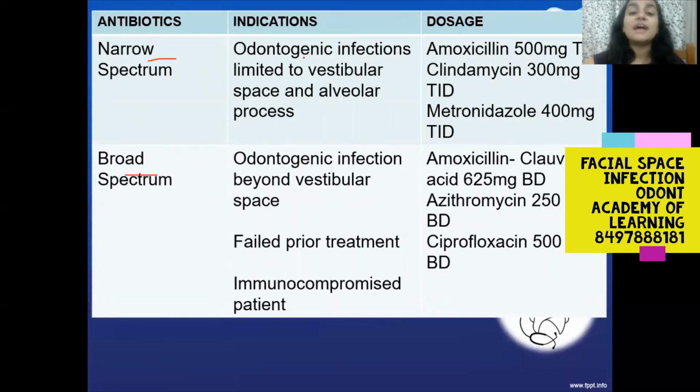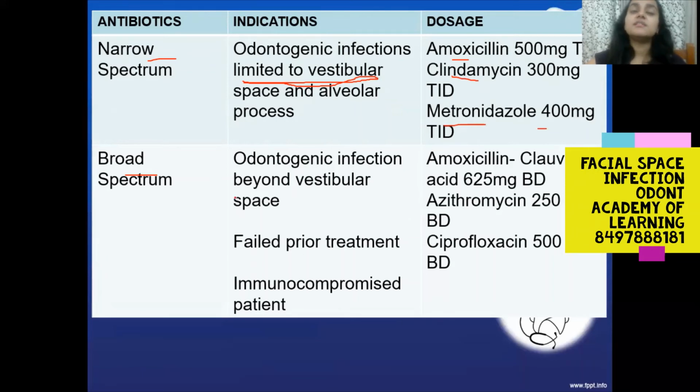Now, when do we give a narrow spectrum antibiotic? When the patient's immunity is good, okay, it is not compromised basically, and for odontogenic infections which are limited only up to the vestibular spaces. That means it is not very invasive in nature. The infection is limited. Okay, so what we can give is amoxicillin 500 mg thrice daily. In case the patient is allergic, you can always administer clindamycin 300 mg thrice daily, or metronidazole, of course, is the treatment of choice, 400 mg thrice daily.